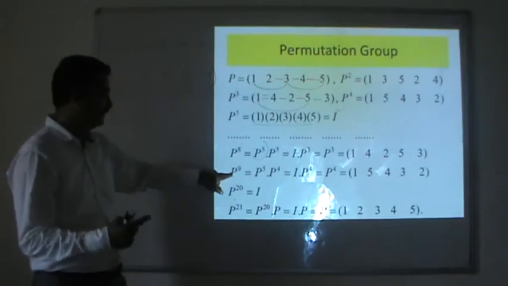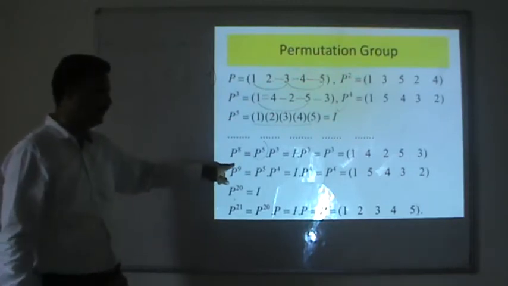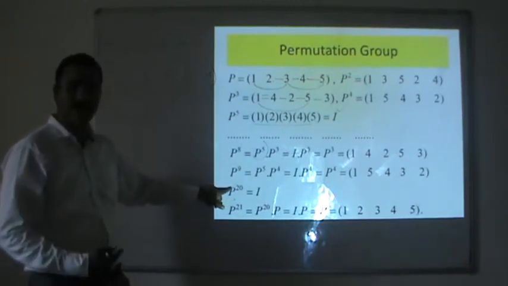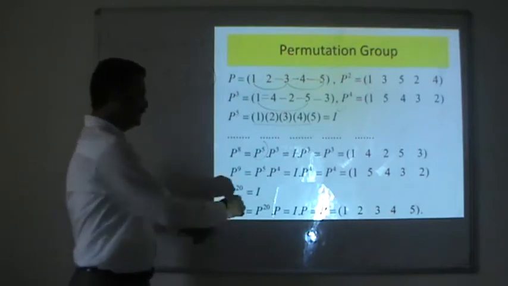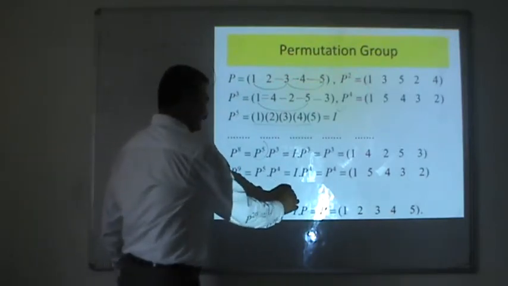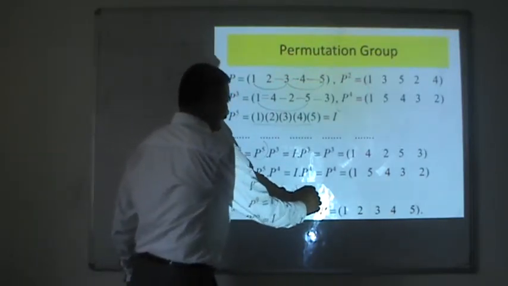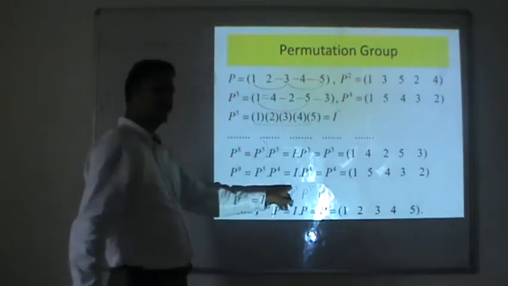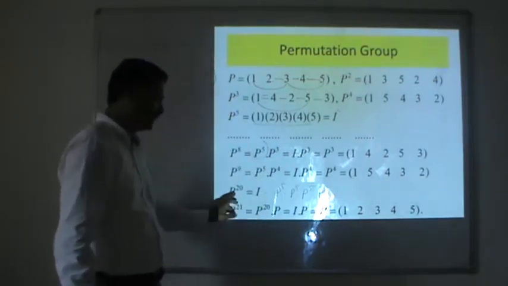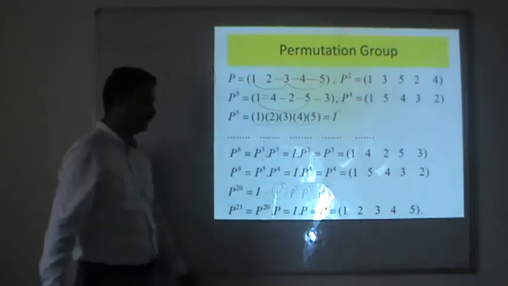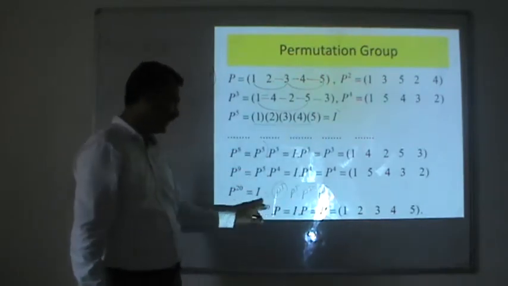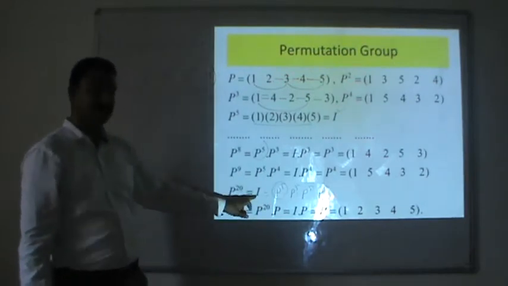In a similar manner, we can also easily calculate P to the power 9, and P to the power 20. This P to the power 20 is equal to I, because P to the power 20 can be written as P to the power 5 four times. So 5 plus 5 plus 5 plus 5 is 20. And we know that P to the power 5 is always the identity permutation. So I into I into I into I gives us I. That's why P to the power 20 is always I.